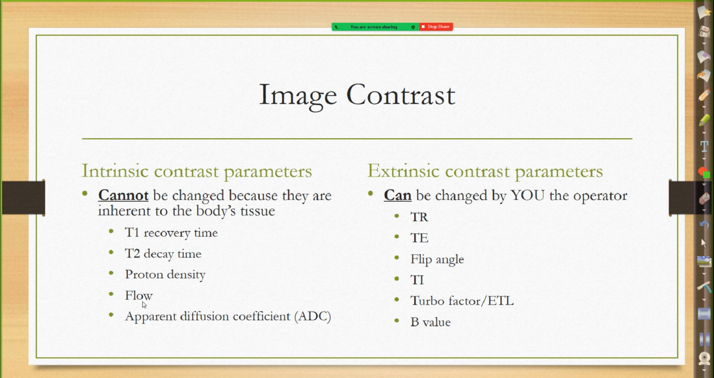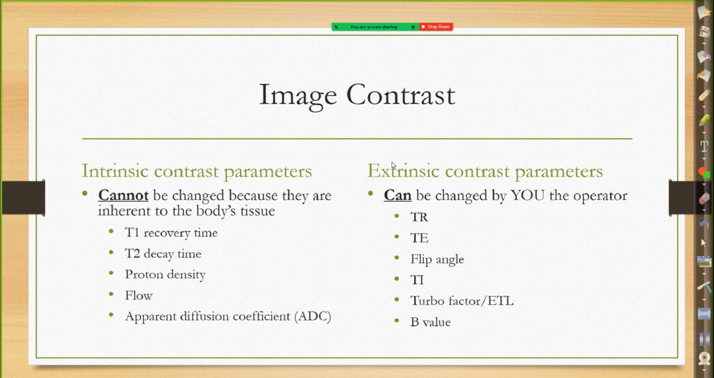Flow, and right here they're talking about vascular flow or CSF flow. And then apparent diffusion coefficient, and that's just talking about how water diffuses across cell membranes. So we can't change that. That's inherent to the body.